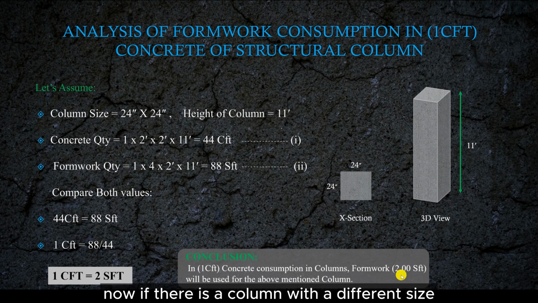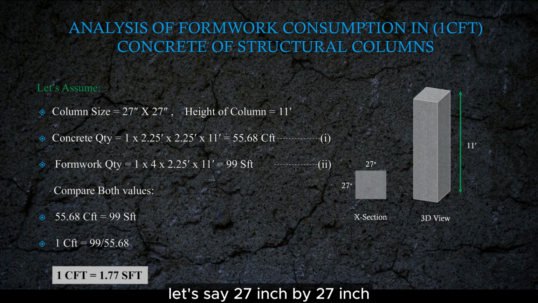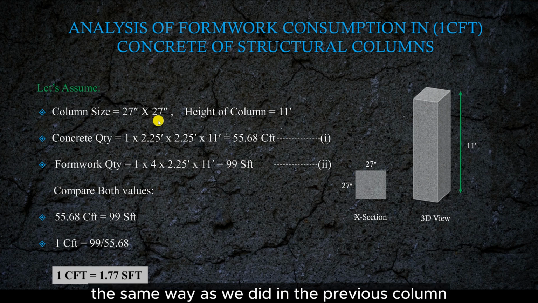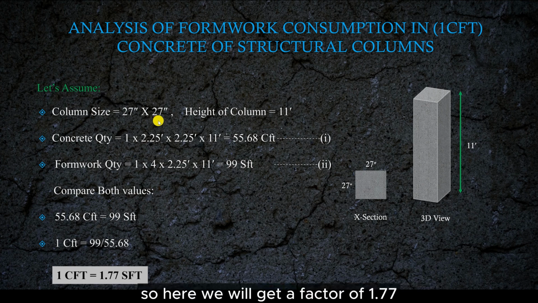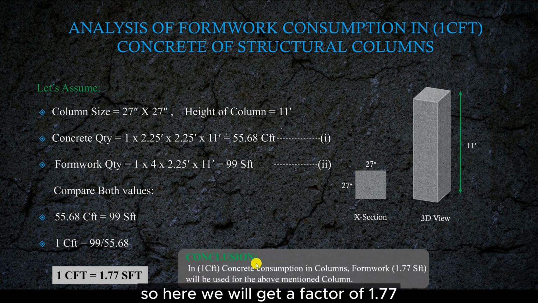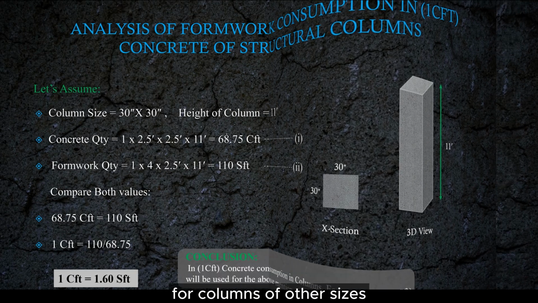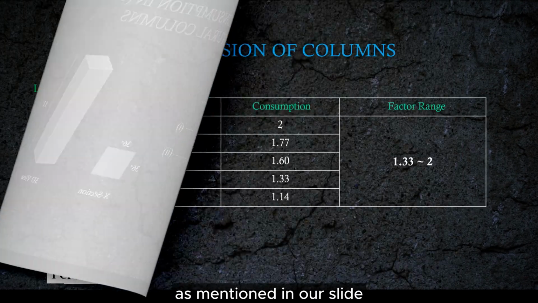Now if there is a column with a different size, let's say 27 inch by 27 inch, you will calculate it the same way as we did in the previous column. So here we will get a factor of 1.77 square feet of formwork in 1 cubic feet of concrete. The same method will be applied for columns of other sizes as mentioned in our slide.